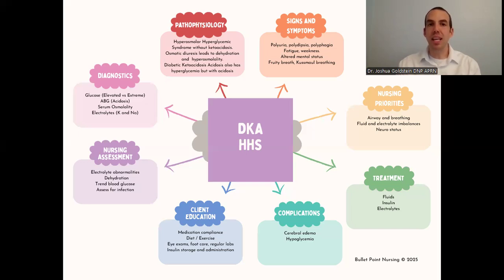So that's part of where the HHS comes from. In DKA, the patient also has a very high sugar level, but they're going to have ketoacidosis because of the fat breakdown for energy. And they're also going to have the same polyuria and polydipsia, but it's not going to be as bad as it is with HHS.